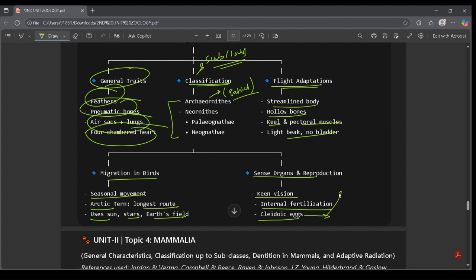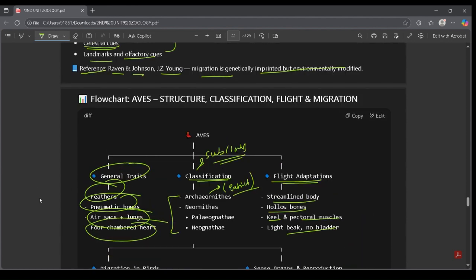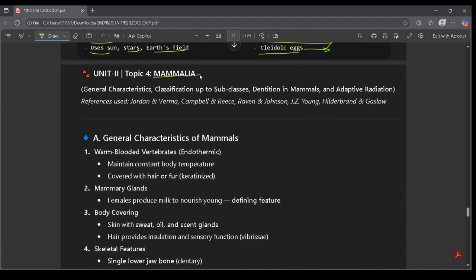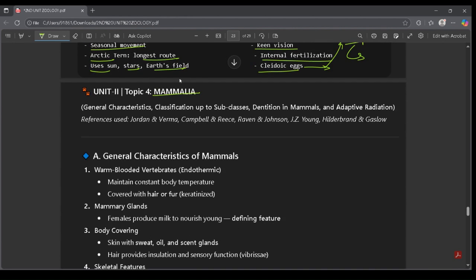Obviously, what does this cleidoic egg mean? They are oviparous, right? And they obviously lay eggs which have a high amount of yolk. And yeah, we're pretty much done with Aves here, and we'll come on to the last topic, which is Mammalia. Of course, that corresponds to mammals.